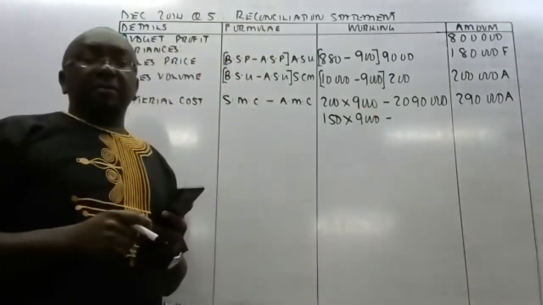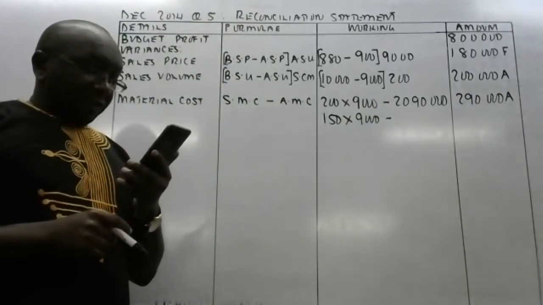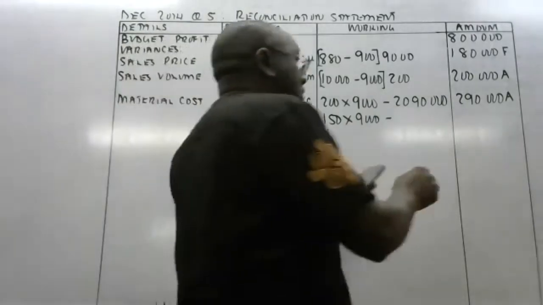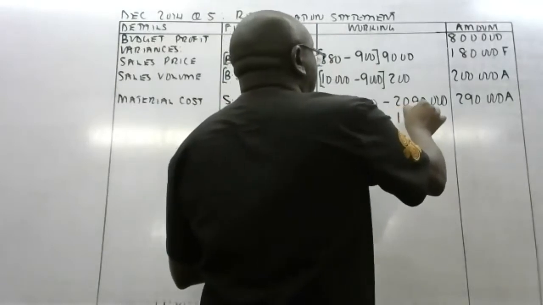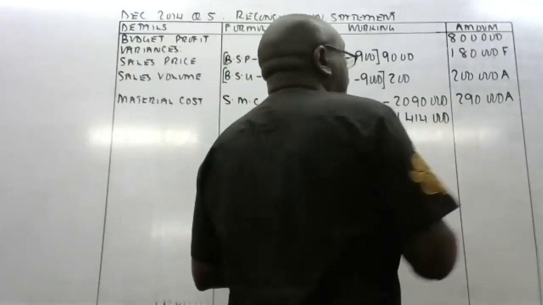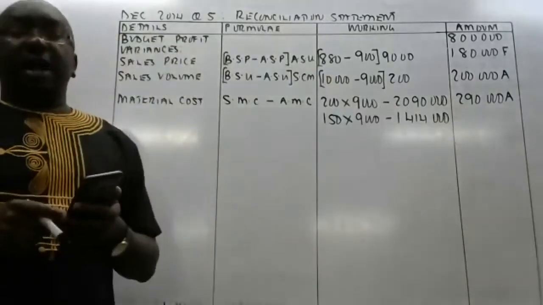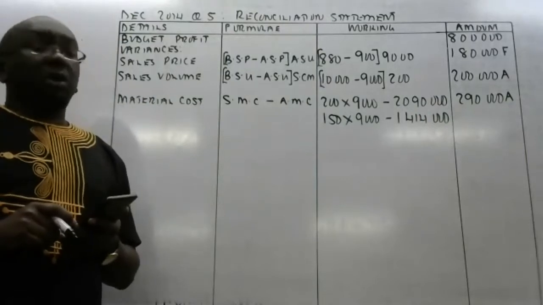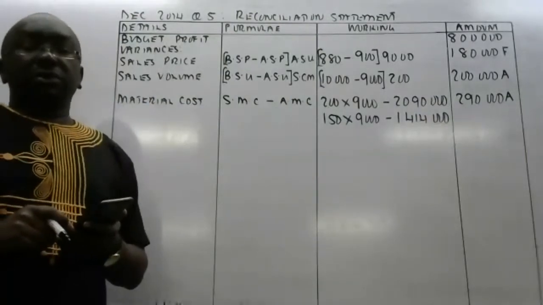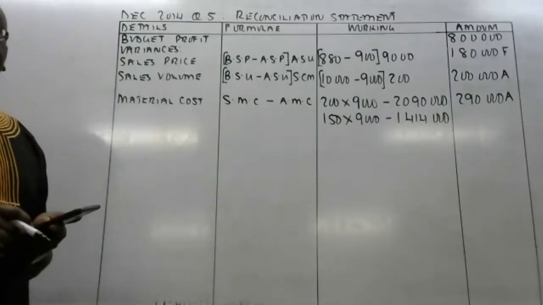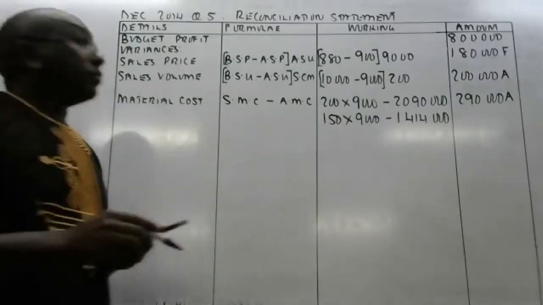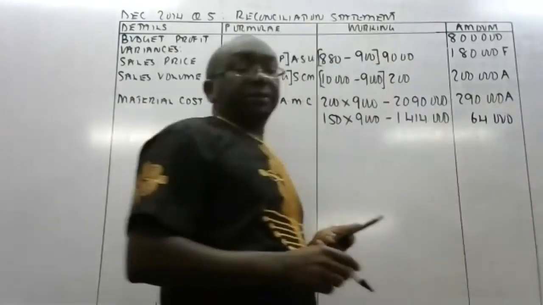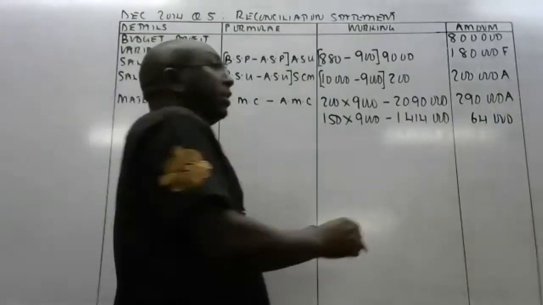150 times 9,000. Then looking at the actual results, it took 1,414,000. So that translates to a variance of 64,000. Favorable or adverse? Adverse.